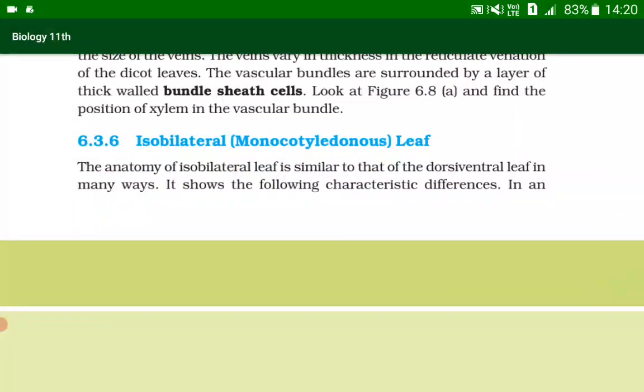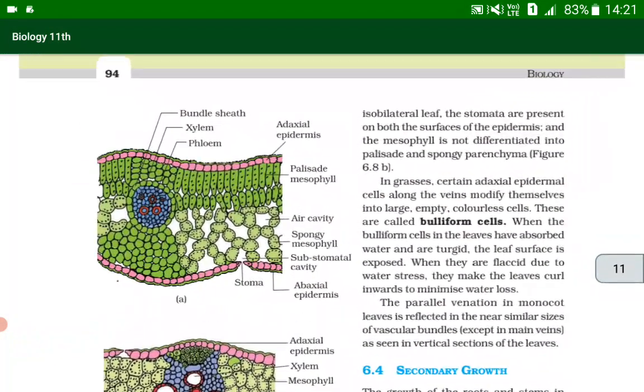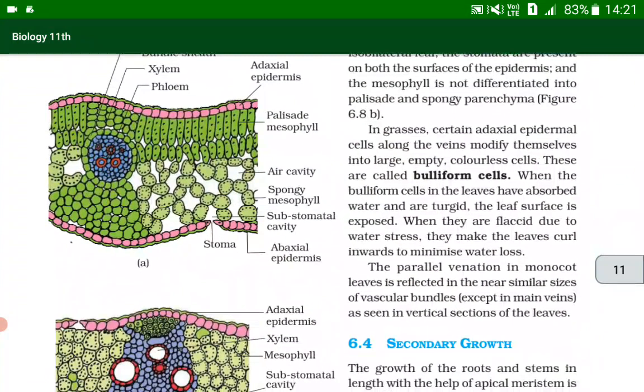6.3.6 Isobilateral or monocotyledonous leaf. The anatomy of isobilateral leaf is similar to that of the dorsiventral leaf in many ways. It shows the following characteristic differences. In an isobilateral leaf, the stomata are present on both the surfaces of the epidermis and the mesophyll is not differentiated into palisade and spongy parenchyma. In grasses, certain adaxial epidermal cells along the veins modify themselves into large, empty, colourless cells. These are called bulliform cells.